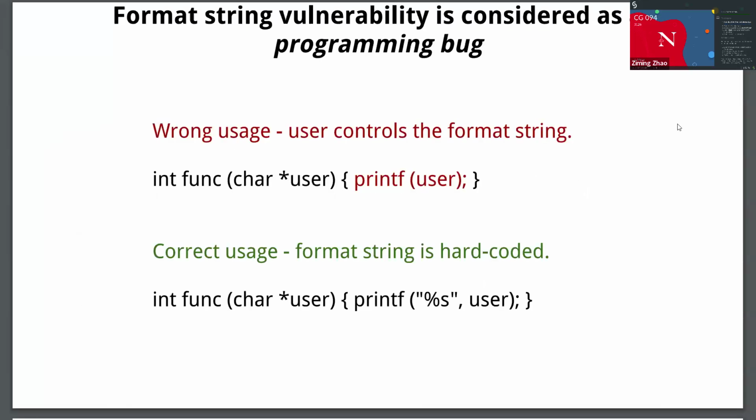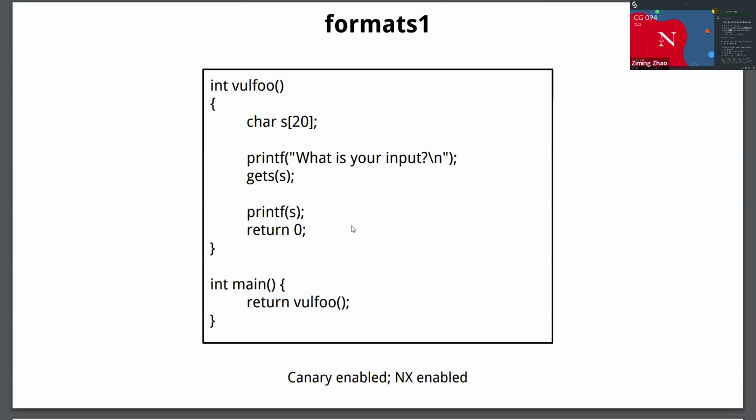So the wrong usage of this is a user-controlled string that you directly use as a format string. Okay. The correct usage is you should hard-code this format string. That's why some people say this bug can be easily fixed. You don't need to change too much of your program. You can easily fix this bug. This is our very first example. We're going to hack this one.